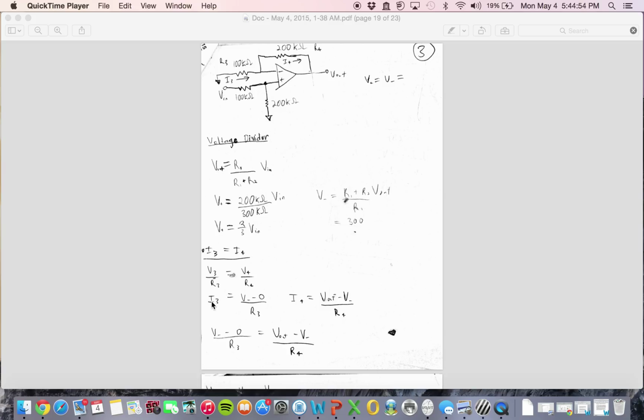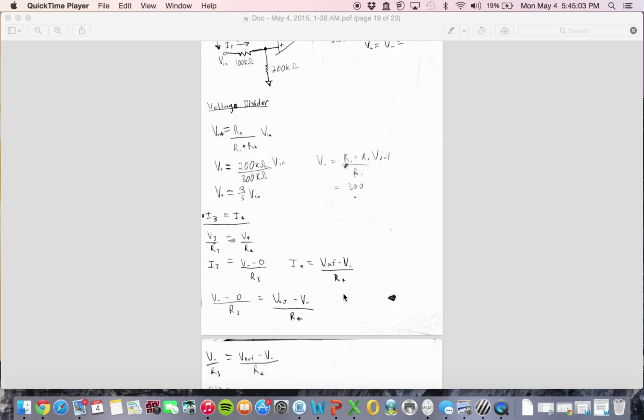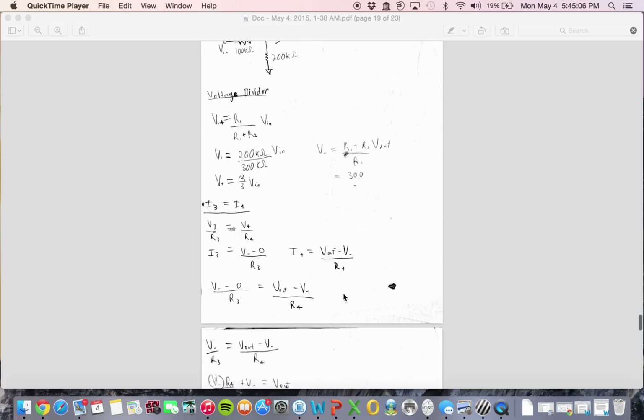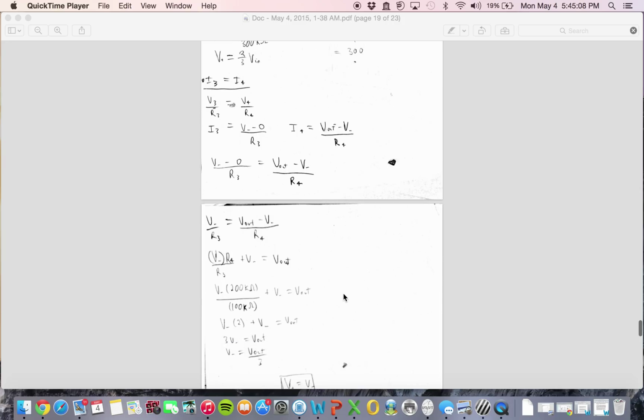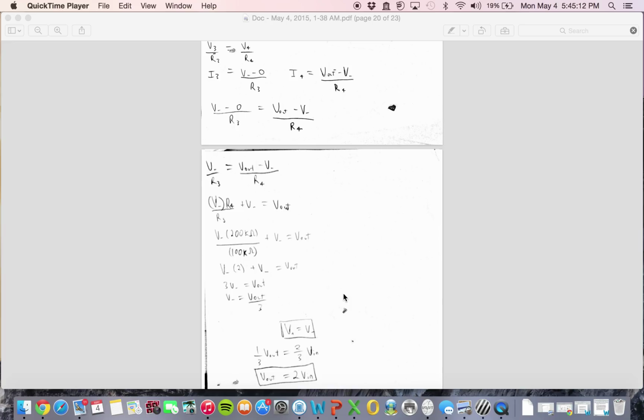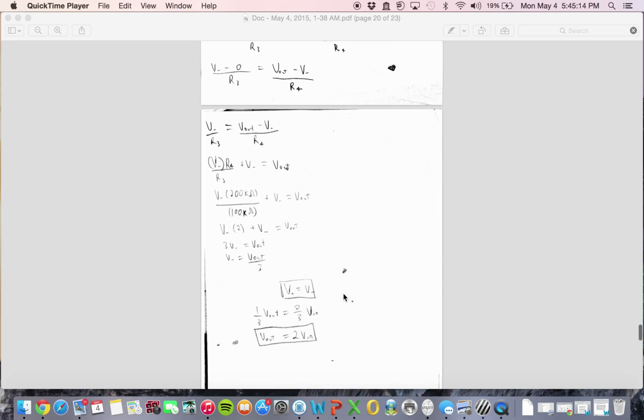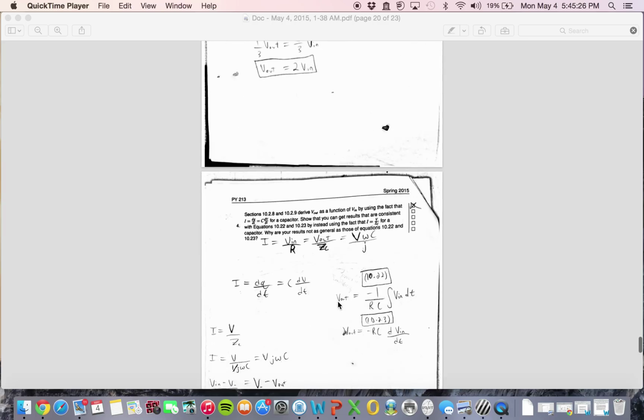We can use the fact that I3 equals V_R over R3, and I4 equals V4 over R4, which gives us these expressions in terms of V minus and V out, and we can set these equal to each other to get an expression for V minus. And you can see here that we get an expression for V minus that is 1/3 V out. And when you set this equal to V plus, you find that V out is 2 times V in.